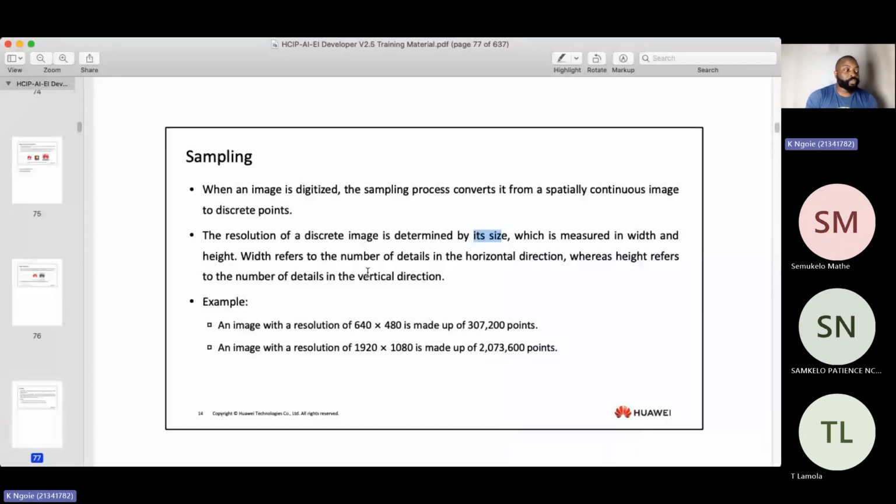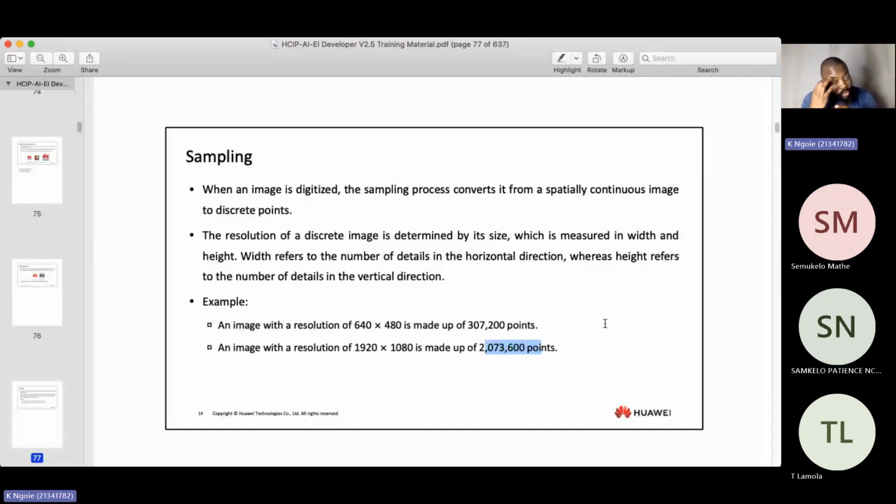All right. So we'll compare these two. When you look at an image, you have the resolution of the image. They tell you the size of the image. You have a 640 by 480, which is made up of only 307,000 points. But when you look at this image with this resolution, it will be made of 2 million points.